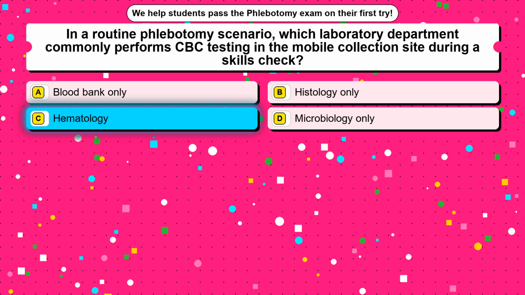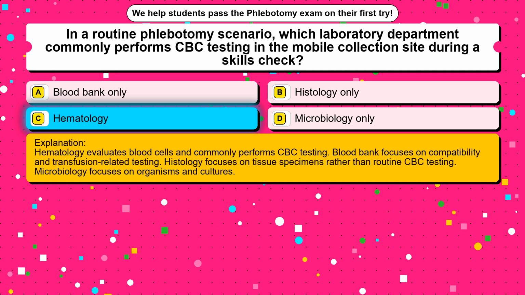Hematology. Hematology evaluates blood cells and commonly performs CBC testing. Blood bank focuses on compatibility and transfusion-related testing. Histology focuses on tissue specimens rather than routine CBC testing. Microbiology focuses on organisms and cultures.